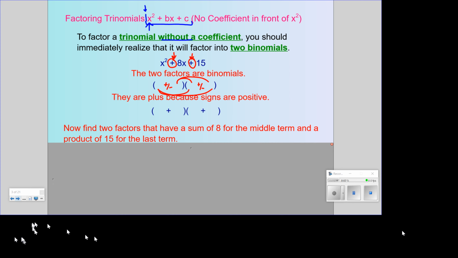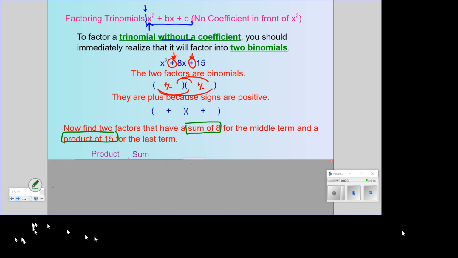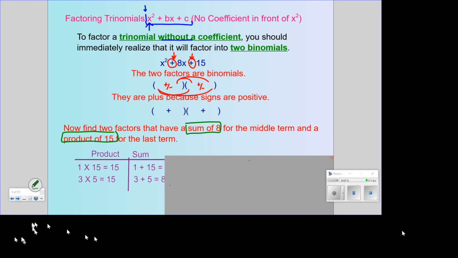Now it can't just be any two numbers that add to 8. They need to have a special property where not only do they add to 8, have a sum of 8, but the two numbers also need to have a product of 15. So we need to look for two numbers that when we multiply them together, multiply to be 15. However, when we add them, add to be 8.